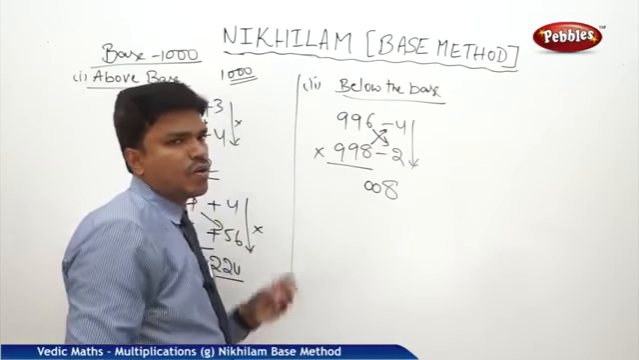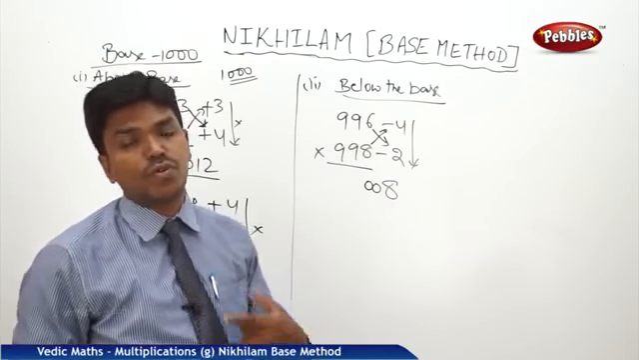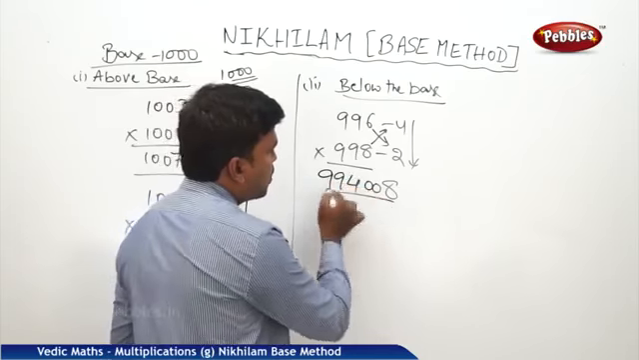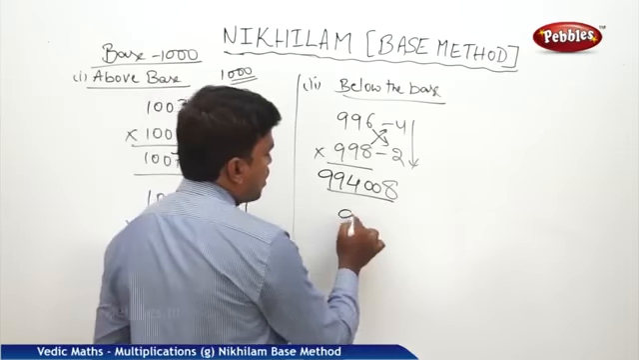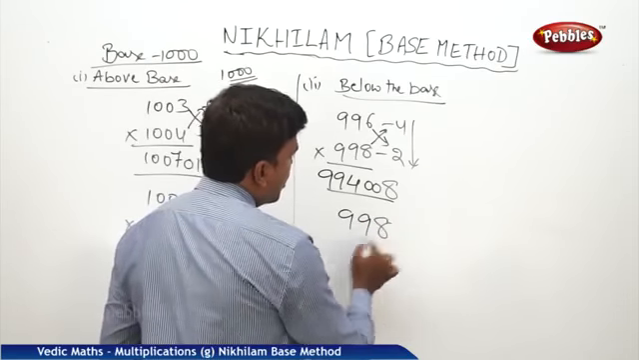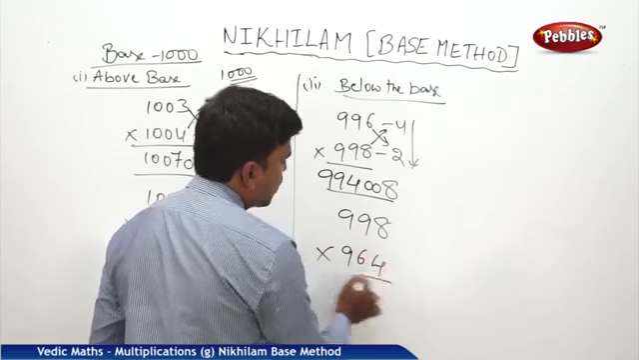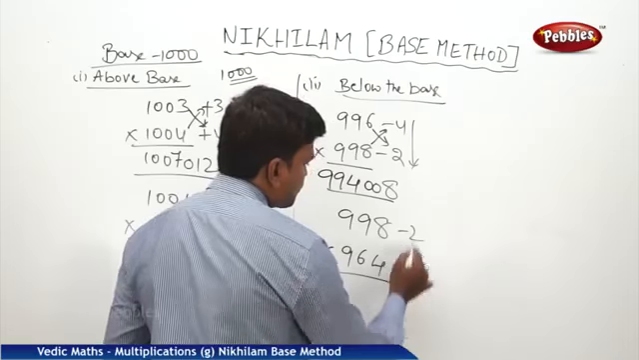Now what is the left side part? Do either of the ways. Cross subtraction. 996 minus 2 or 998 minus 4. Both will give the same answer. How much? 994. So 994008. Similarly, one more example. 998 into 964. This is minus 2 and this is minus 36.